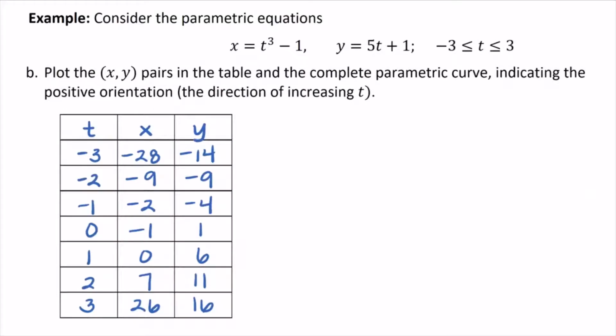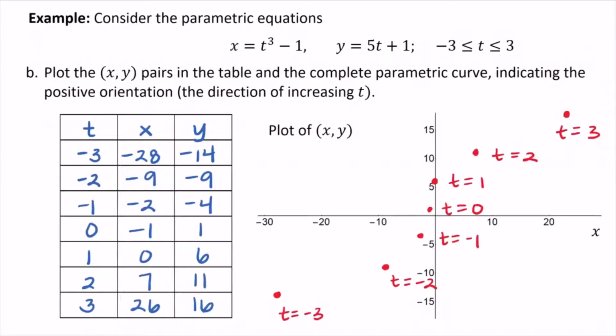In Part B, we're asked to plot the xy pairs from our table and use them to complete the graph of the parametric curve. First, we can show the points in our table on an xy coordinate axis and label the points with their corresponding t-value. The points are plotted roughly in a window for x between negative 30 and 30 and y between negative 15 and 15, corresponding to the range of both the x and y values from our table.